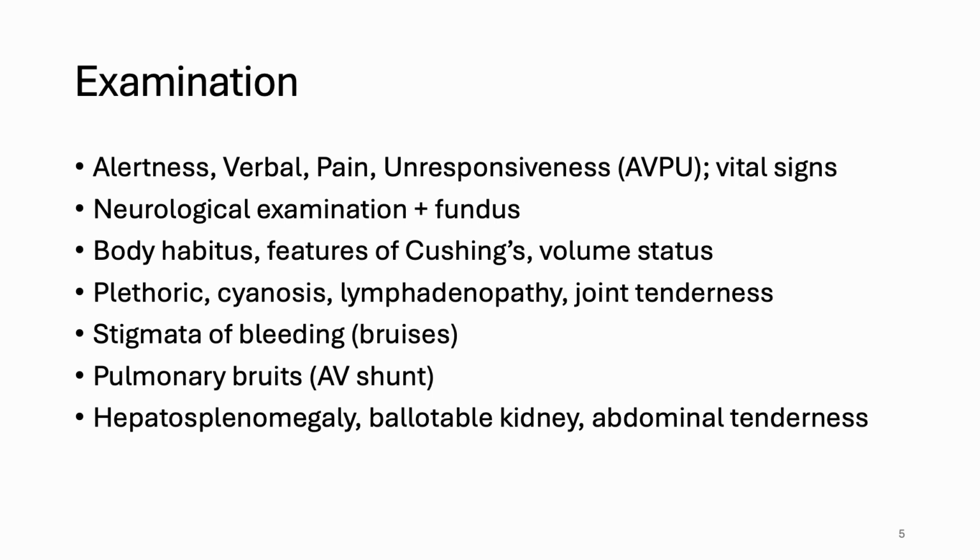Look for features of Cushing syndrome, and check for volume status. Note whether the patient is plethoric and whether there is peripheral cyanosis. And look specifically for lymphadenopathy, whether there's joint tenderness, stigmata of bleeding such as bruises, and auscultate the lungs for pulmonary bruit, which would point towards an AV shunt, arteriovenous shunt. And on the abdomen, look for hepatosplenomegaly, whether there's ballottement of the kidneys, and whether there's abdominal tenderness.